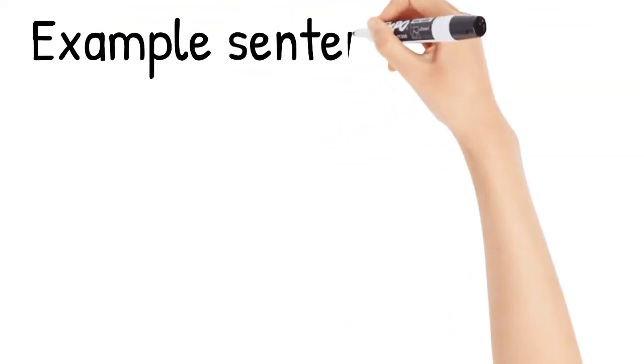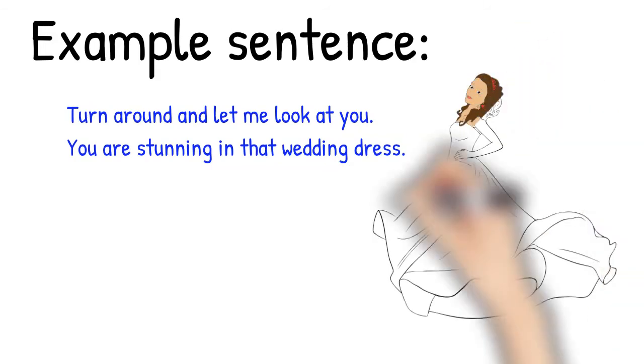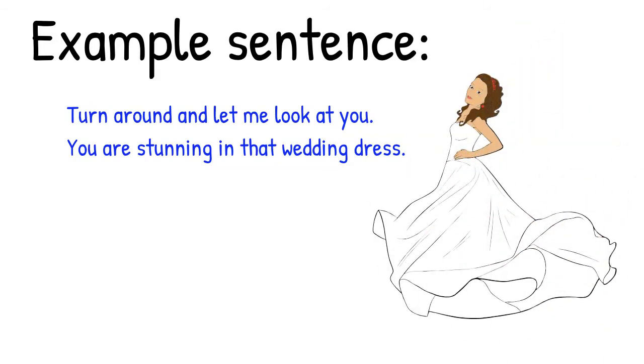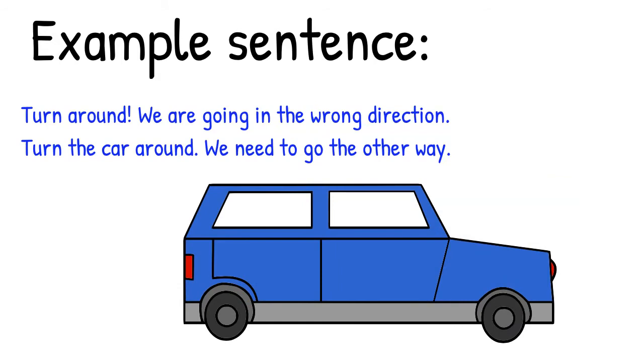Here's an example sentence. Turn around and let me look at you. You are stunning in that wedding dress. So this means just turn around slowly so I can see all of the dress and all of you. Or here's another example. Turn around, we're going in the wrong direction. Means turn the car around, we need to go the other way.